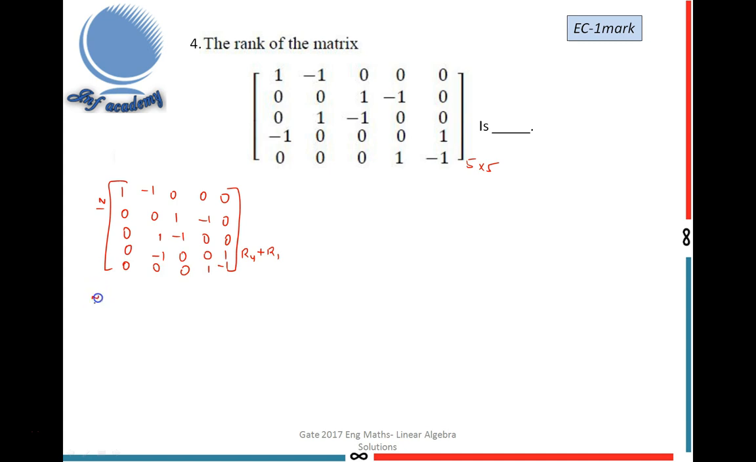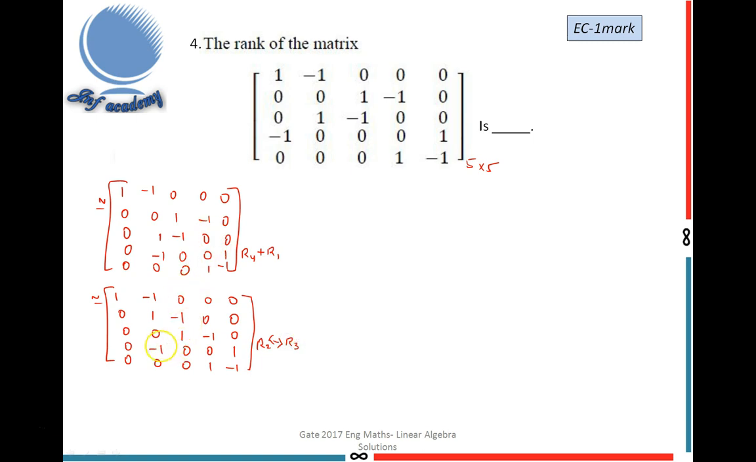The next step: the second diagonal element must be 1. It is a leading entry. So I convert by interchanging R2 and R3. So 1 minus 1 0 0 0 is R1. R2 is the old R3: 0 1 minus 1 0 0. And R3 is the old R2: 0 0 1 minus 1 0. R4 same: 0 minus 1 0 0 1. R5 also same: 0 0 0 1 minus 1. Here I interchanged R2 and R3.